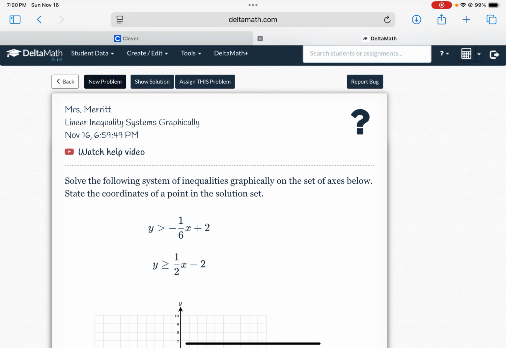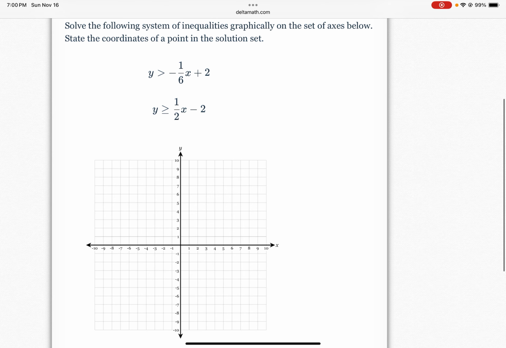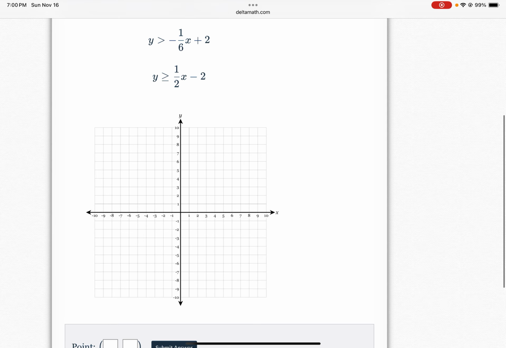All right, so I want to show you this question dealing with solving systems of inequalities. You're really just going to be graphing these just like you would in an equation. So this first one, y is greater than or equal to -1/6x plus 2. Think of it as an equation. We're going to start at the y-intercept, which is 2. And then my slope tells you to go down 1 and right 6.